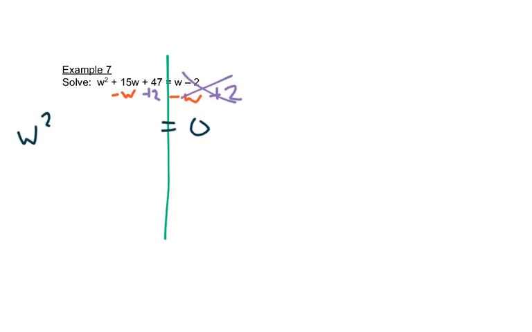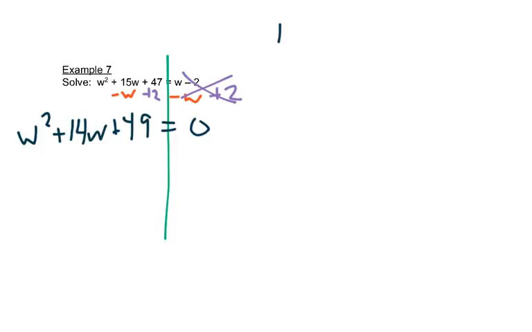This again is not in standard form, so I'm going to make it be in standard form. I'll need to subtract w from both sides, so I'm going to put it under the other w. And then I need to add 2 to both sides, so I'll put that under the like terms. That gives me 0 over here, so I have w squared plus 14w plus 49. So now this is a trinomial.